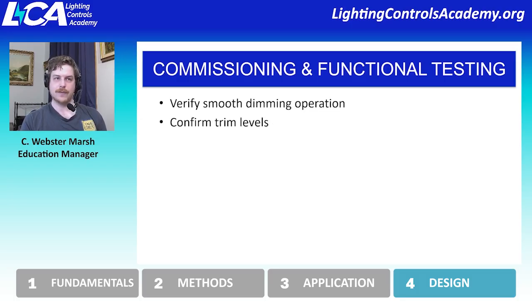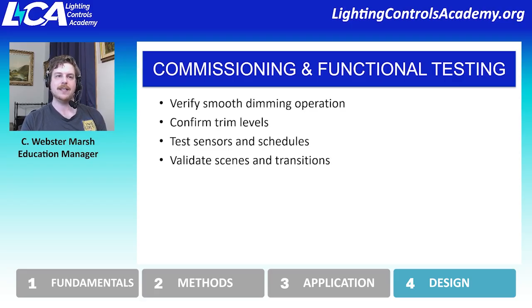We want to confirm that the trim levels are actually functioning, and it's not just reporting that it's at 90% of its total value, but it's actually performing at that level. We want to test the sensors and the schedules just like we would any other time. And we want to validate the scenes and the transitions between those scenes. So it's not enough to just say, yes, it goes to 50%, but does it go to 50% over 10 seconds? And then making sure that we're also adhering to the code requirements.